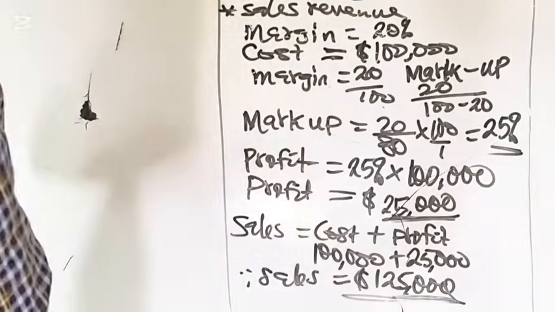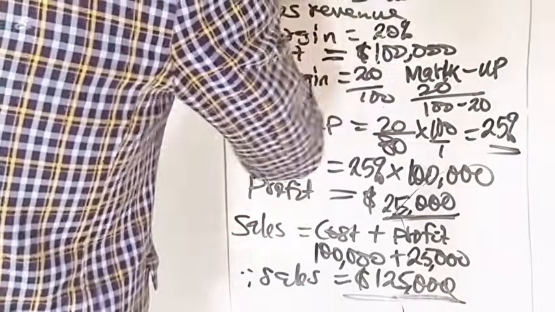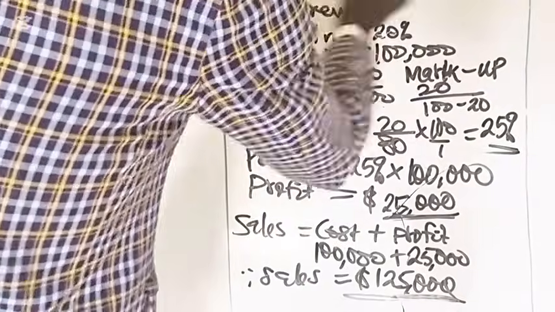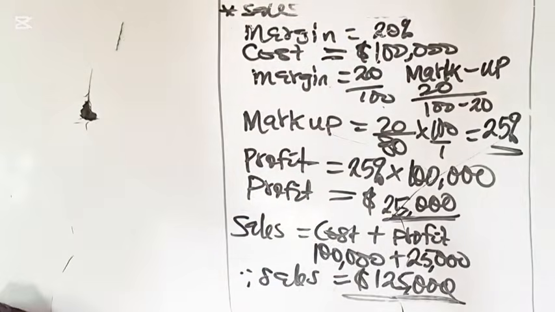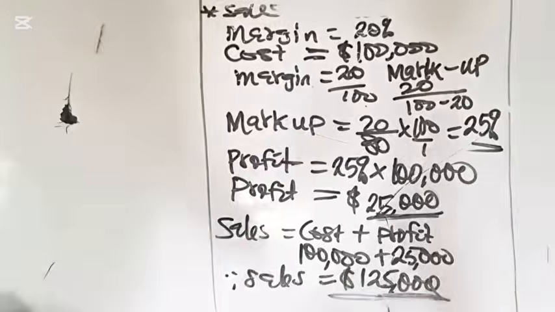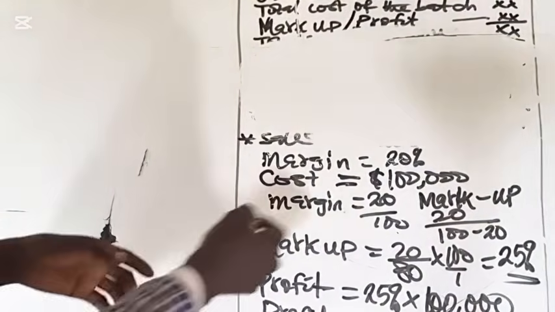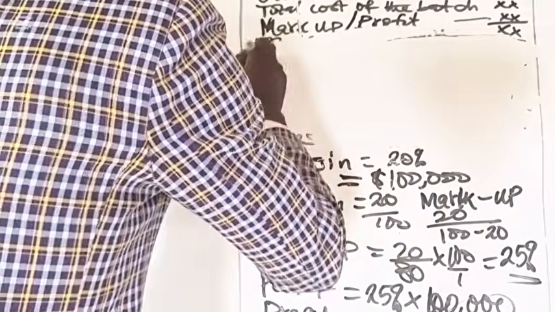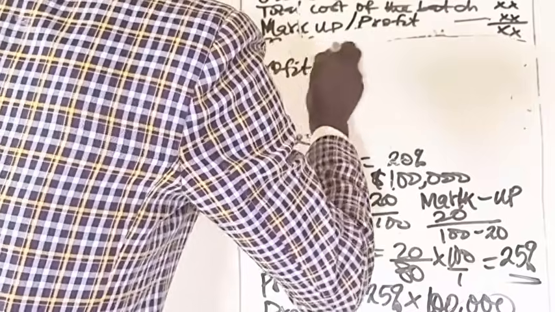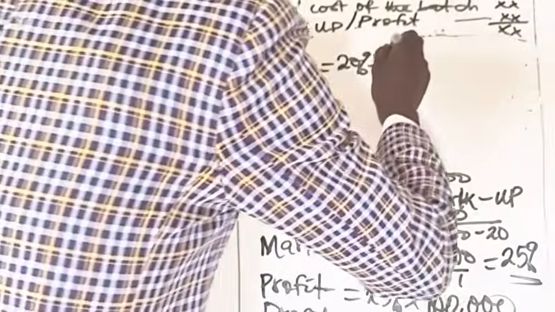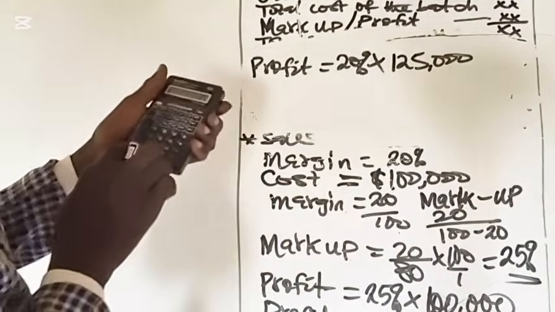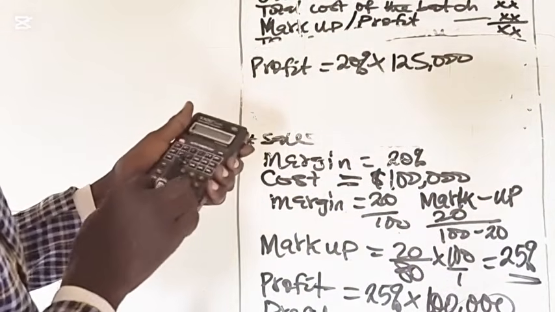In this case, now that you know the sales value, our sales value is 125,000. Remember our margin which was provided in the question is 20%. Therefore, profit will be 20% of the sales value. That can only be done where the sales value is known. 20% of 125,000 gives us $25,000.